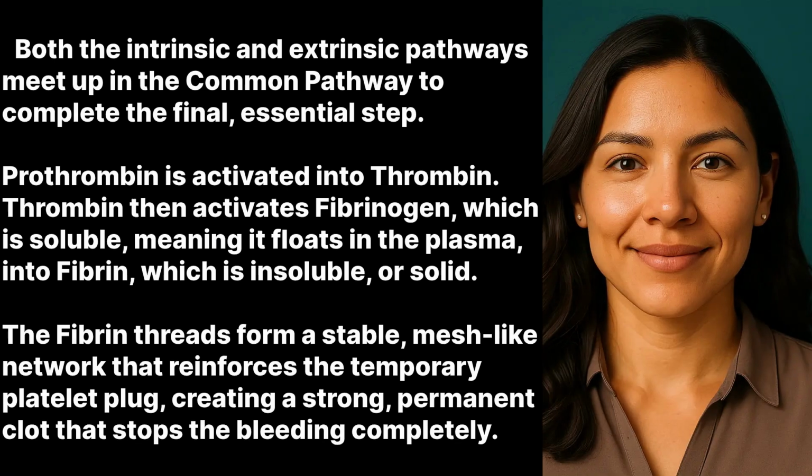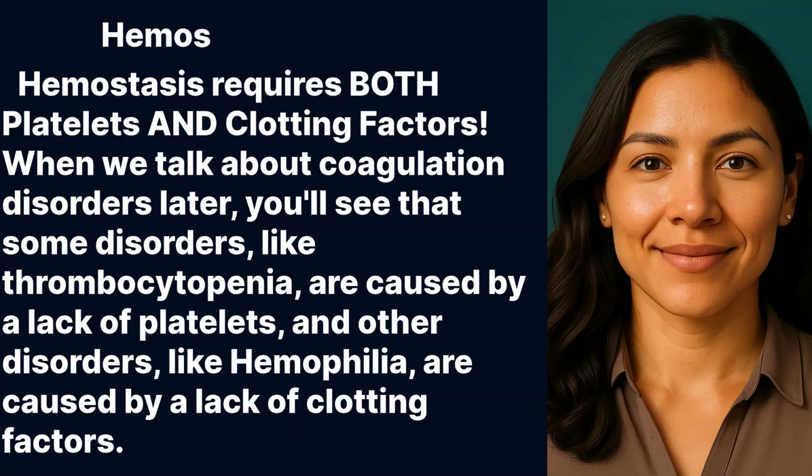Both the intrinsic and extrinsic pathways meet up in the common pathway to complete the final essential step. Prothrombin is activated into thrombin. Thrombin then activates fibrinogen, which is soluble, meaning it floats in the plasma, into fibrin, which is insoluble, or solid. The fibrin threads form a stable mesh-like network that reinforces the temporary platelet plug, creating a strong, permanent clot that stops the bleeding completely.